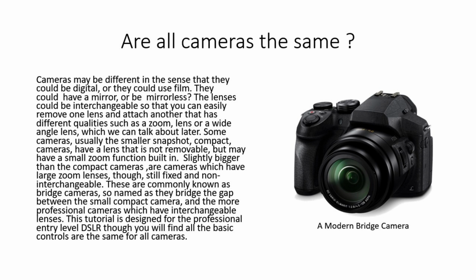Some cameras, usually the smaller snapshot compact cameras, have a lens that is not removable but may have a small zoom function built in. Slightly bigger than the compact cameras are cameras which have large zoom lenses, though still fixed and non-interchangeable. These are commonly known as bridge cameras, so named as they bridge the gap between the small compact camera and the more professional cameras which have interchangeable lenses. This tutorial is designed for the professional entry-level DSLR, though you will find all the basic controls are the same for all cameras.